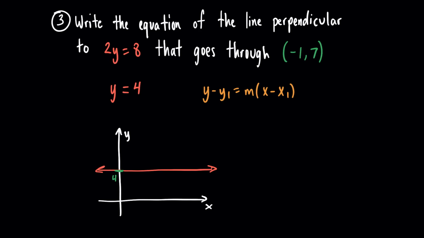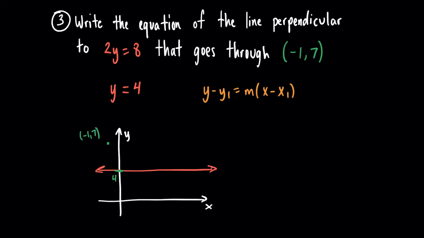We're going to want the slope of our line to be perpendicular to this. So if this is a horizontal line, then we're going to want our slope to be vertical. How do we write the equation of a line that is vertical? Well, it takes the form something like x equals a number. Okay, so let's actually put our point down here. So -1, 7 is going to be like up here. So that point right there is -1, 7.